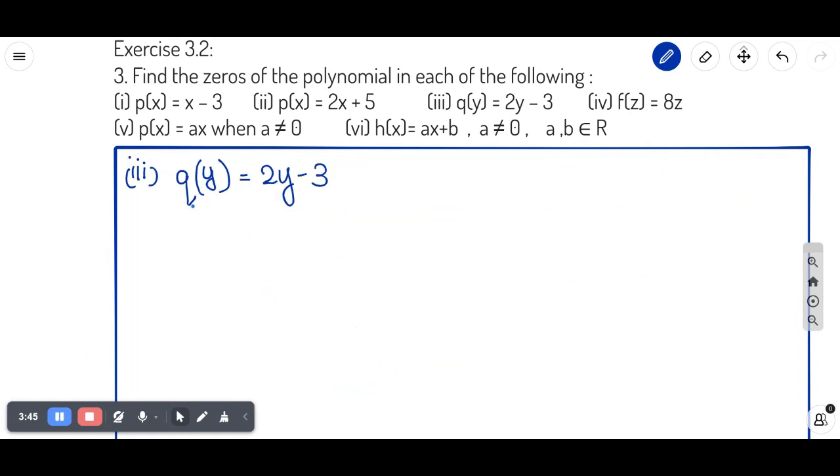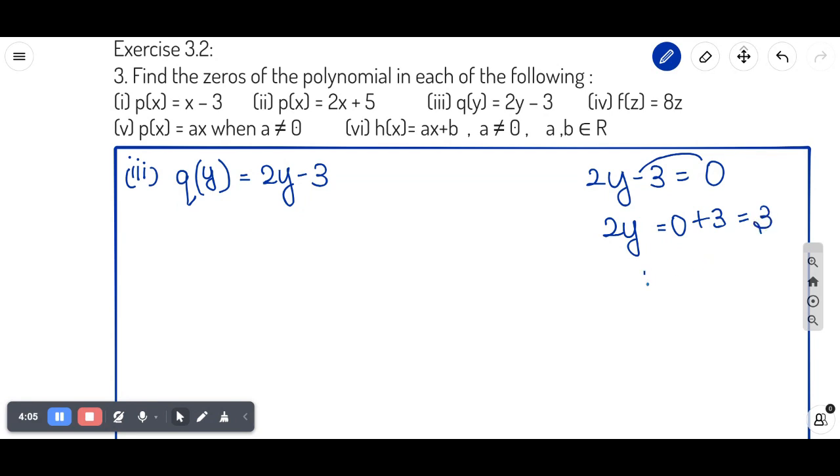The third question is q of y is equal to 2y minus 3. So let's go to our rough work. 2y minus 3 is equal to 0. So 2y is equal to, this minus 3 will become plus 3, which is 0 plus 3, and the answer will be 3.